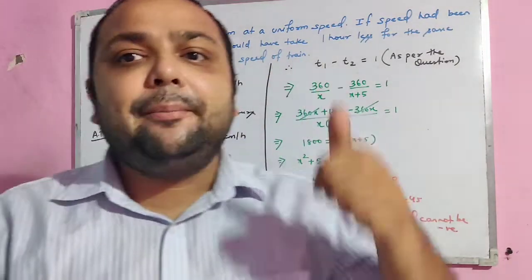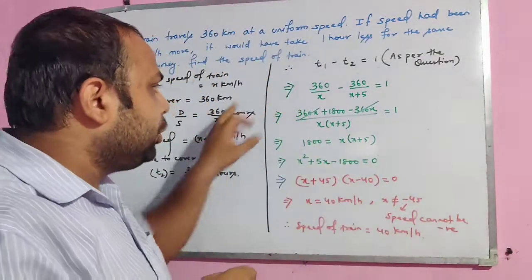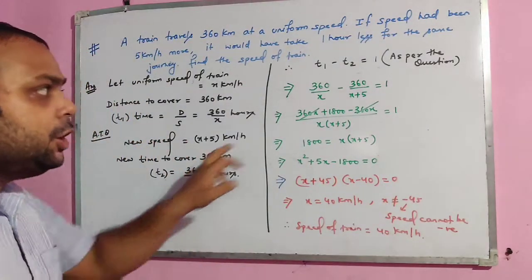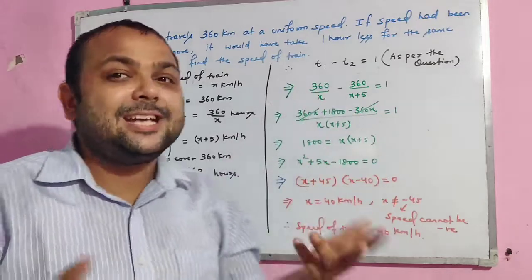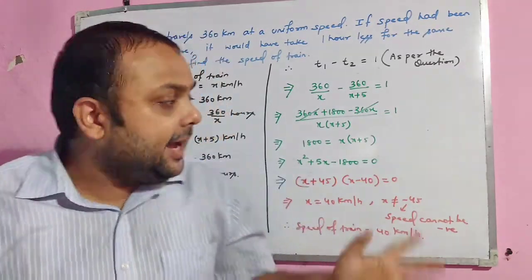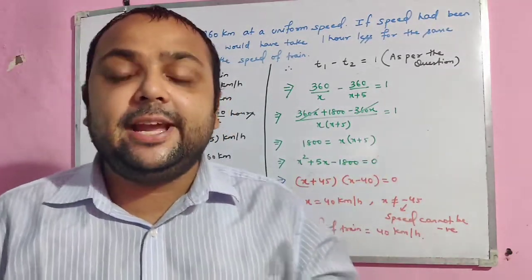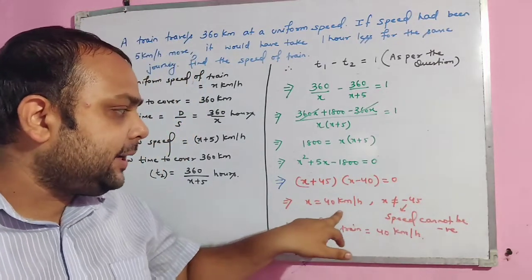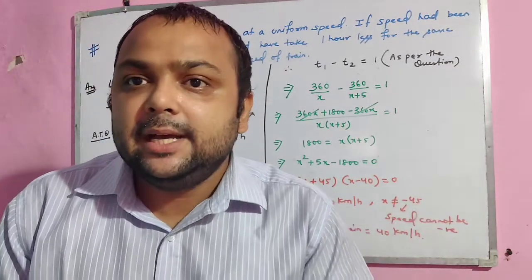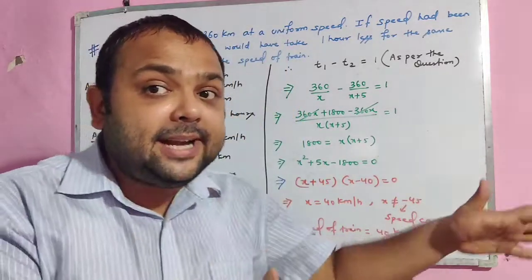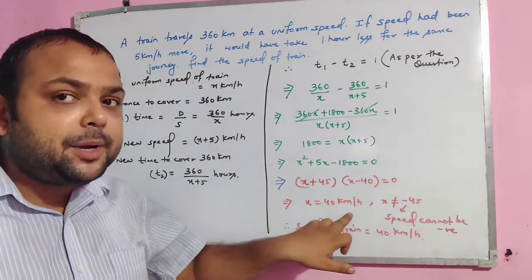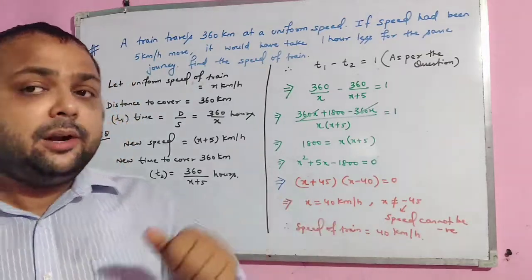Subtracting both, the time difference is 1 hour, because they are both times. This is T1 and T2. So just subtracting both and equal to 1. Now simplifying this as per the rule of the quadratic equation, and using splitting the middle term, we get the value x equal to 40 and x equal to minus 45. Since speed can never be negative, we eliminate that value and take x equal to 40 km per hour. This is the speed of the train.